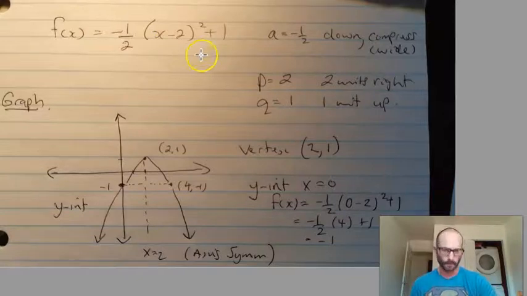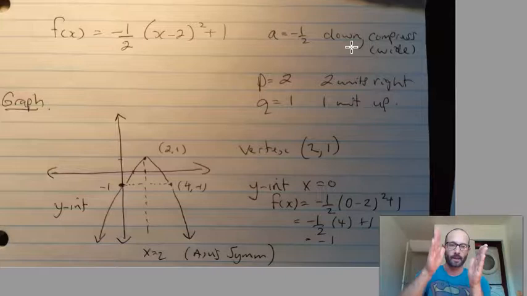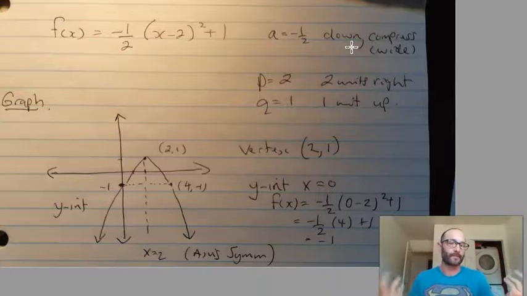So the features: the a value is here, so that's why I wrote a is -1/2. And I only know two things about that. One, it's pointing down because of the negative, and second, it's what's called a compression. When you compress something, it makes it fatter or wider. And so I know the graph gets wider. Okay, so that's the a value.